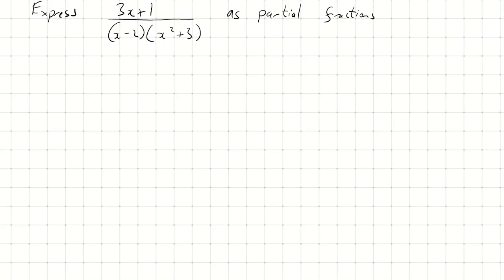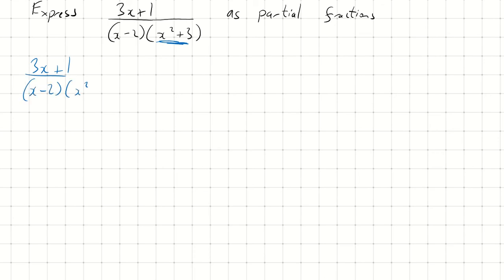In this example, we're going to look at writing a fraction as partial fractions, but where one of the terms in the denominator is actually a quadratic term. So in this example, the quadratic term in the denominator is x squared plus 3. That makes the form of the partial fraction slightly different to a partial fraction with linear terms in the denominator. So let's see this.